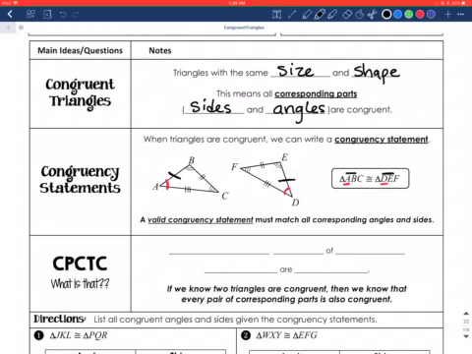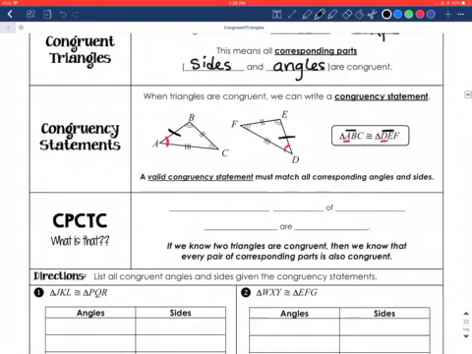If you want the side CA, that corresponds with the side FD. And you can just look at the congruency statement. You don't even need the diagram for that. So pretty cool, and just understand that when we're talking about this, congruency statements are your key to everything. With the next section right here, we have CPCTC.